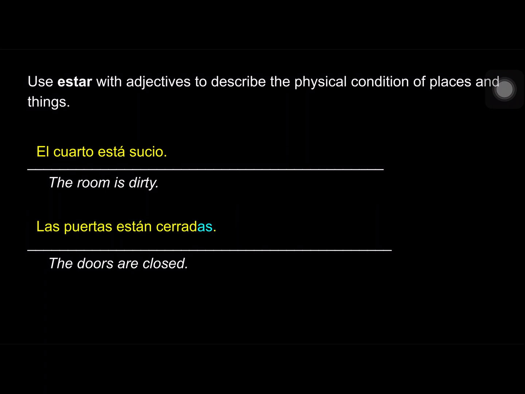Now notice the difference. When we were talking about the room, an inanimate object, if you're talking about just one thing, like he or she, you're going to use just está. If you're talking about more than one thing, remember we had to use están, plural. So we're talking about the doors, so it's going to be están. Also notice, las puertas are feminine, so I didn't say cerrado. I had to say cerradas. Not only did I have to make it plural, but I also had to make it feminine. And that's why I highlighted that in blue there, so you guys could catch that.